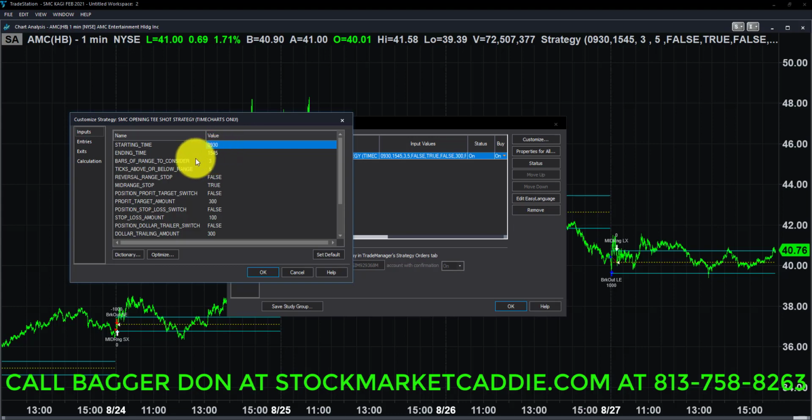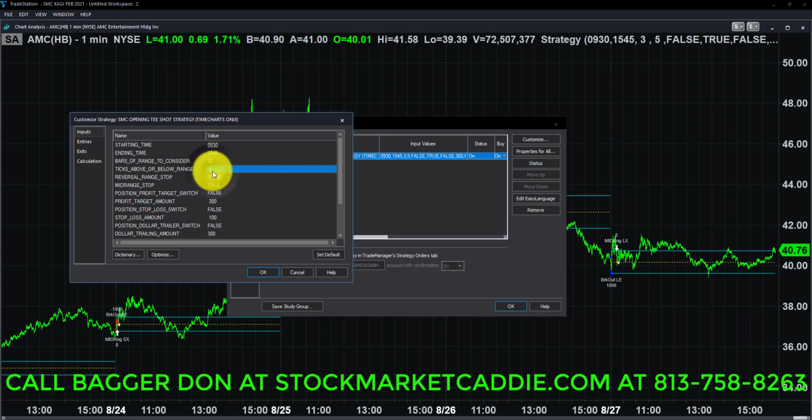Now the bars to consider. This is very empowering at TradeStation and very empowering to be a member of Stock Market Caddy because we will build in some optionality. And here you might have to decide, so let's just do this as an example. How many 1-minute bars should the computer consider to establish the high and the low range? Is it 5 minutes, 10 minutes, 20 minutes, 60 minutes? How about we pick 30 minutes, the first half hour?